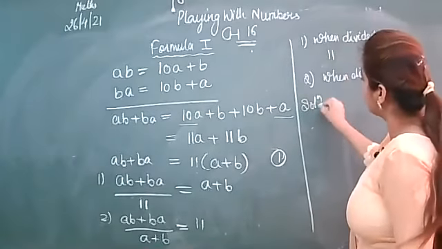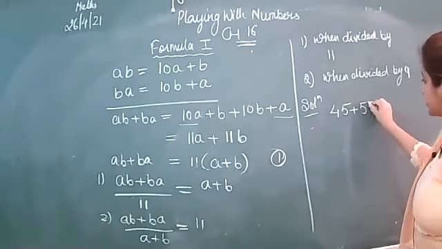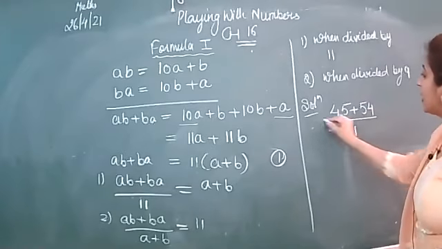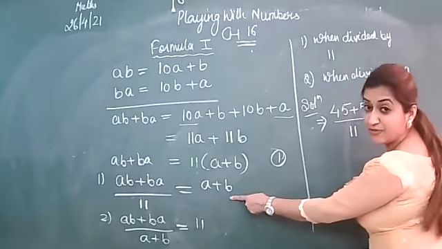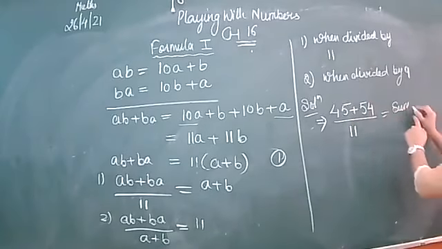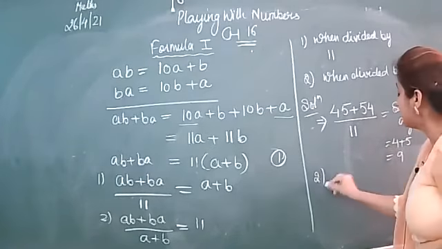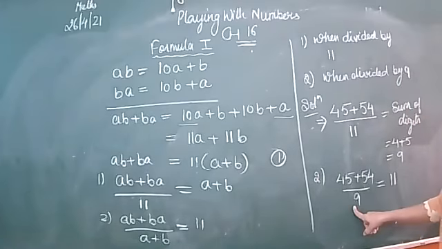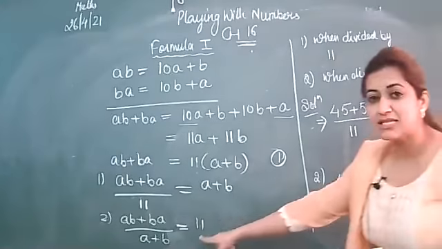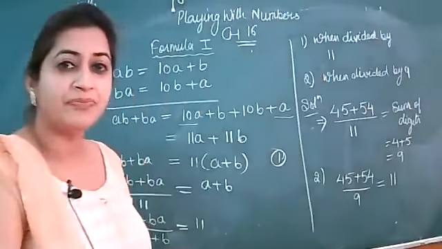So the solution for this is, the number is 45 and we have added 45 to its reverse. If I divide this by 11, the answer will be the sum of digits. This is the first part. The answer is the sum of digits, that is 4 plus 5, that is 9. In the second part, if this is divided by 9, then since 9 is the sum of digits, the answer is 11. Is it clear?